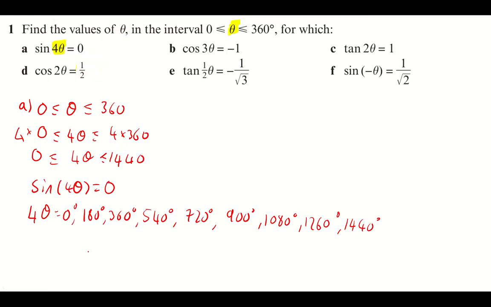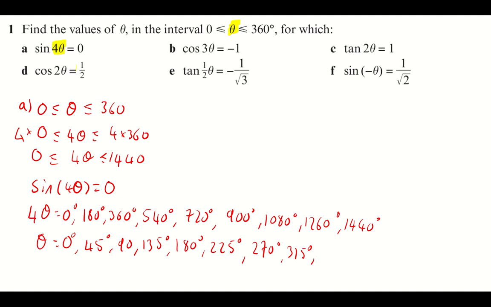Now they are 4 theta values. Because we changed our view window, it's given us 4 theta values. So what we need to do is divide each of those by 4. So we're going to get 0, 45, 90, let's not do anything silly, 135, 180, 225, 270, 315, 360.